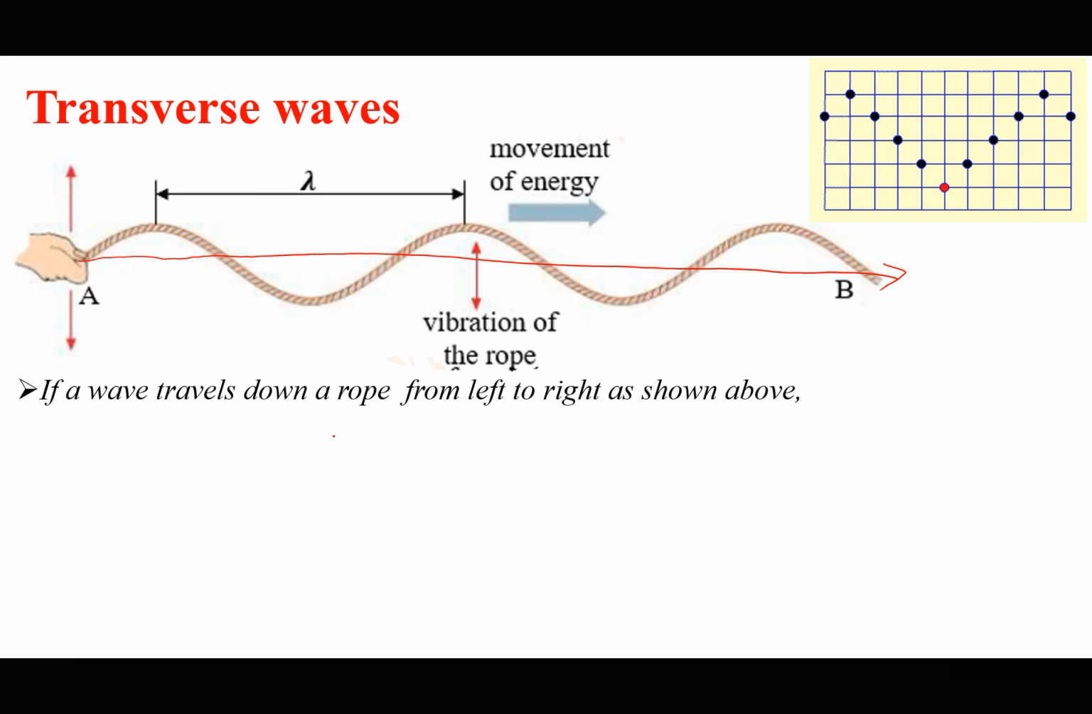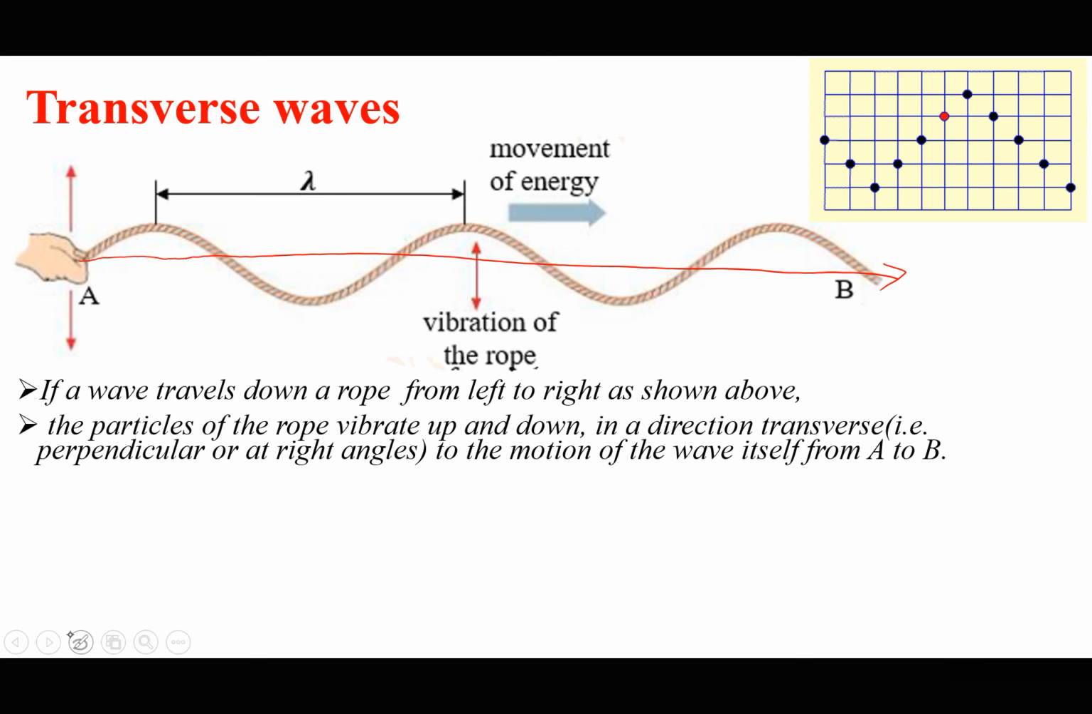If a wave travels down a rope from the left to the right, as shown above, the particles of the rope vibrate up and down in a direction transverse. When we talk about transverse, we mean perpendicular or at right angles to the motion of the wave itself. So the wave is propagating from left to right, and the particles of the rope must be vibrating up and down. There is, of course, no transfer of matter.